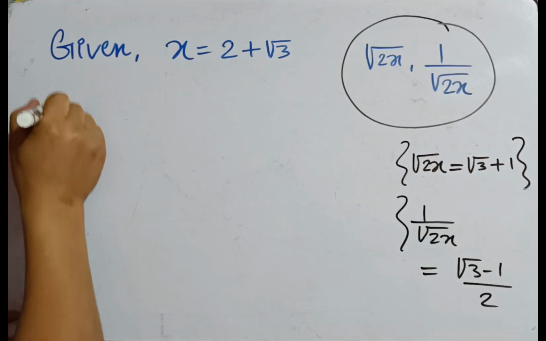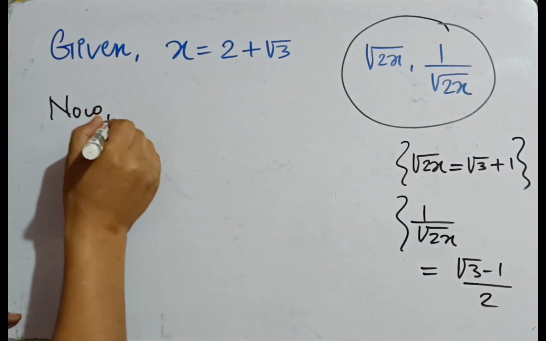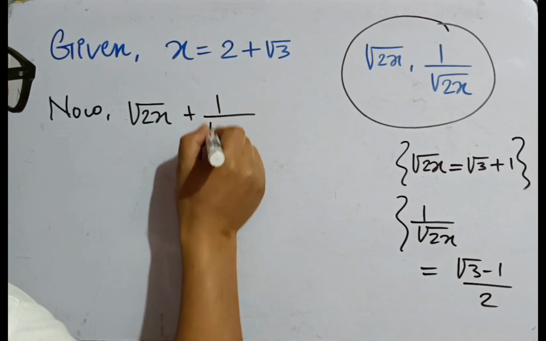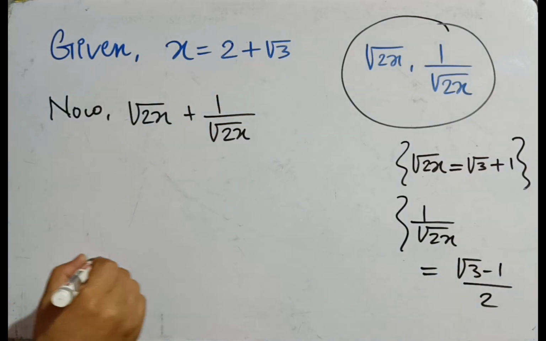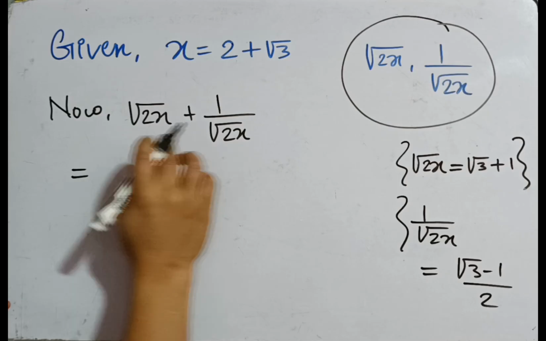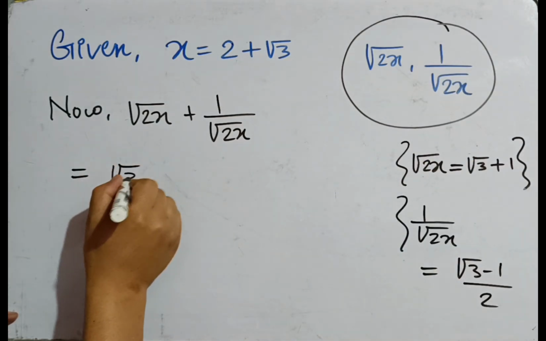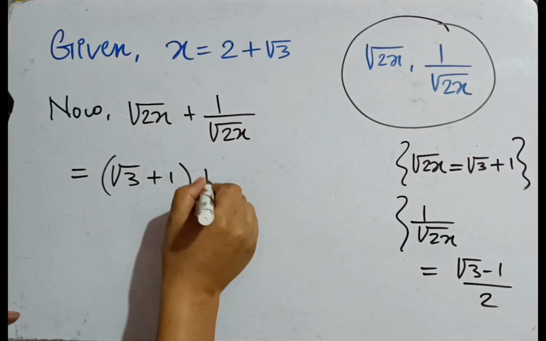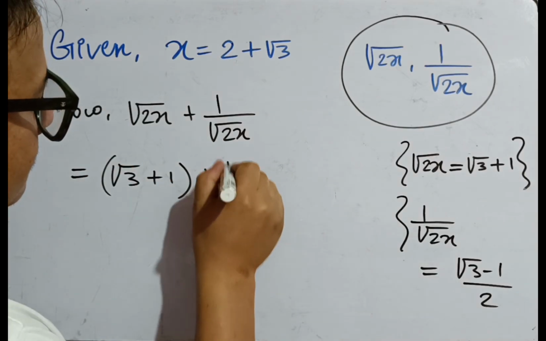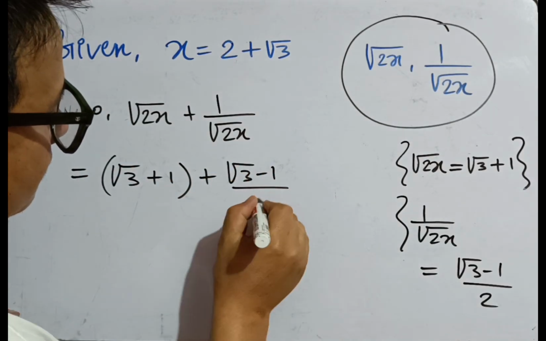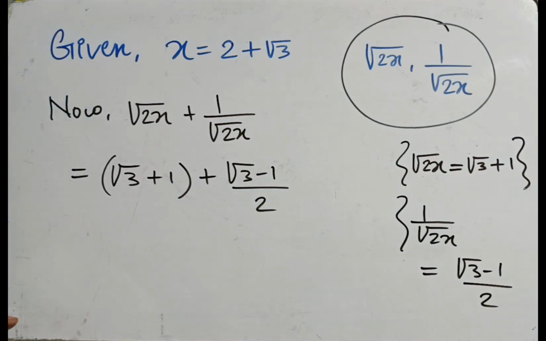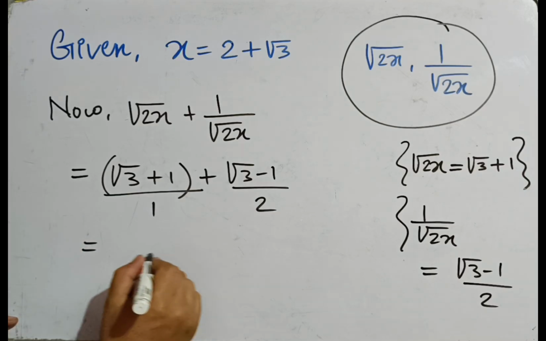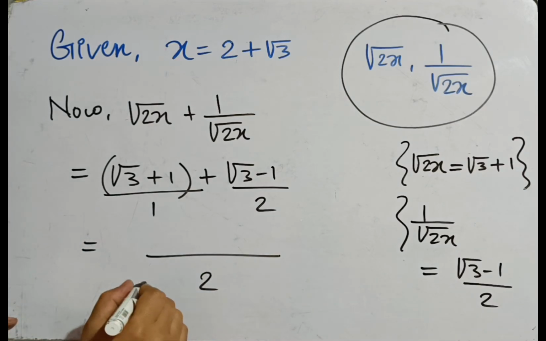Now we have to calculate the value of the given expression, that is root 2x plus 1 upon root 2x. Now let us put the obtained values of root 2x and 1 upon root 2x. And root 2x is equal to root 3 plus 1, plus for 1 upon root 2x we can put root 3 minus 1 upon 2. Now we have to add these two numbers. Here we can imagine there is 1 in the denominator, and the LCM of 1 and 2 is 2.